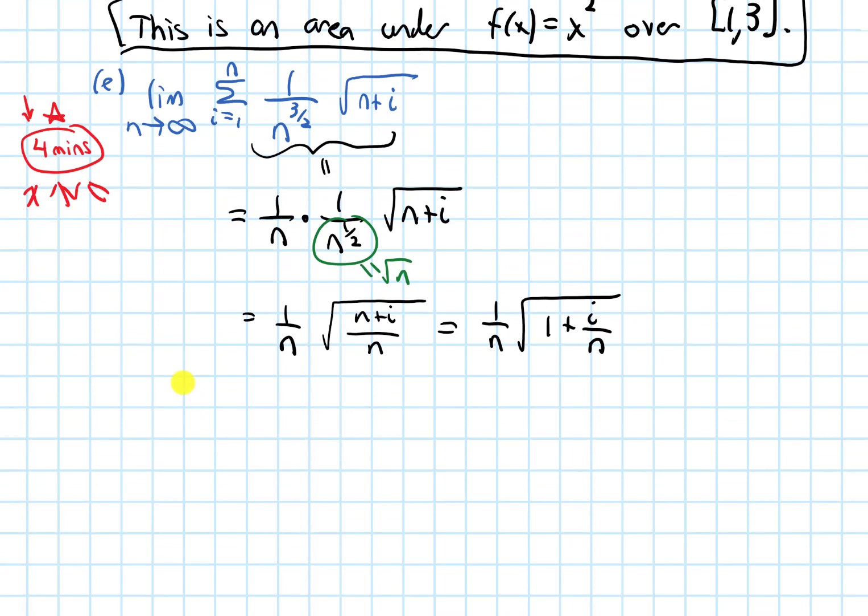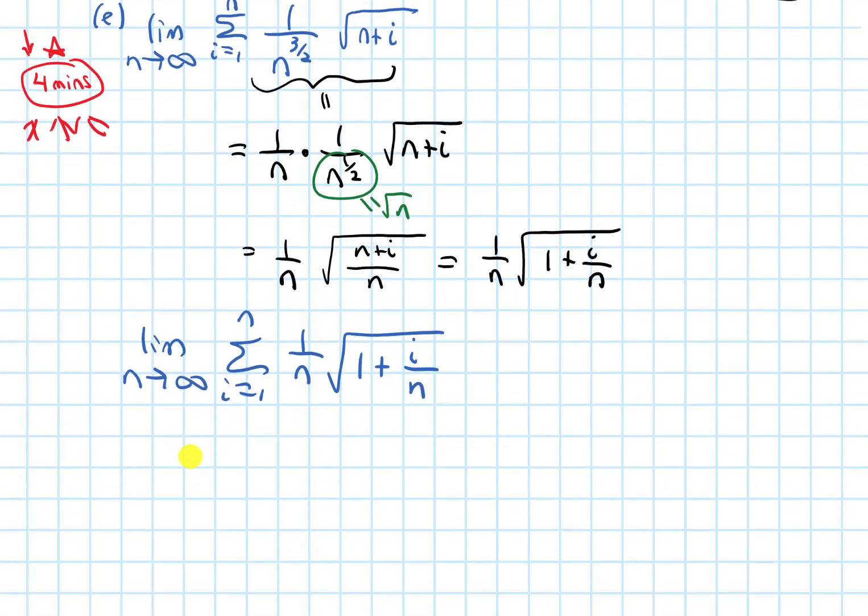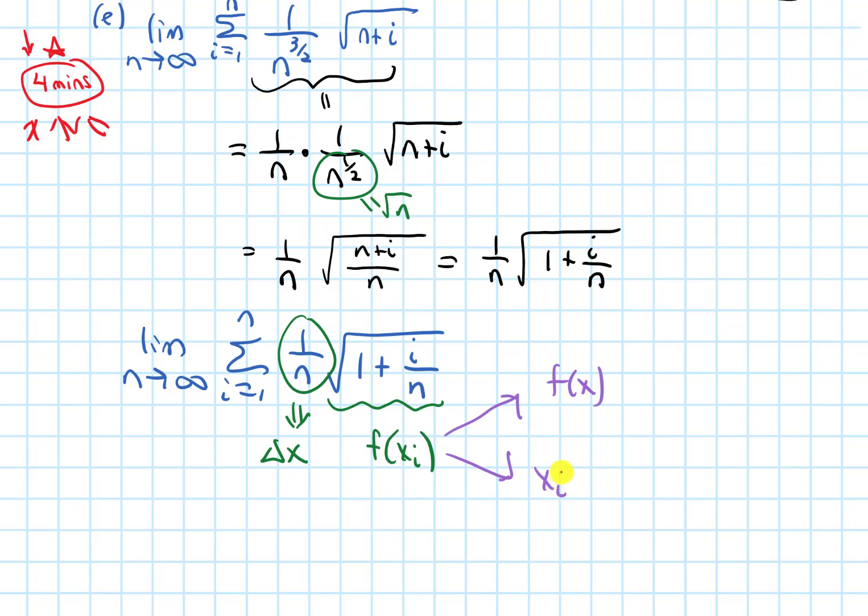So what we have is the limit as n goes to infinity, the sum from 1 to n of 1 over n times square root of 1 plus i over n. Okay, so this 1 over n matches up with the delta x. And that means this square root term matches up with f of x sub i. From that, I need to figure out my underlying function f of x, and then the x sub i that's getting plugged in. So looking at this, it seems like my underlying function is square root of x. And then what's getting plugged in would be 1 plus i over n.